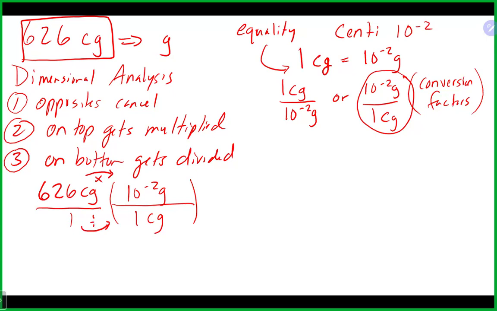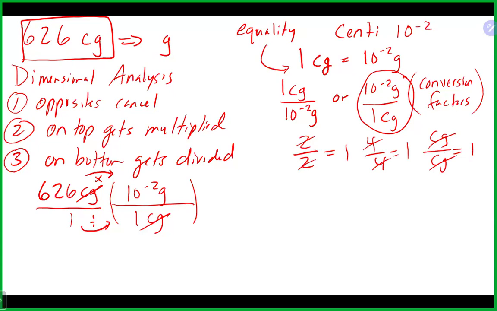So what happens when we do the math part of it here is the centigrams on top and bottom will actually cancel out. It's really the same thing as if I asked you, if I took 2 divided by 2, what does that equal? Equals 1, right? And if I take 4 divided by 4, it equals 1. So if I have centigrams on top and centigrams on the bottom, it equals 1, and they cancel out. It's the same idea. And that is how those units basically cancel out.